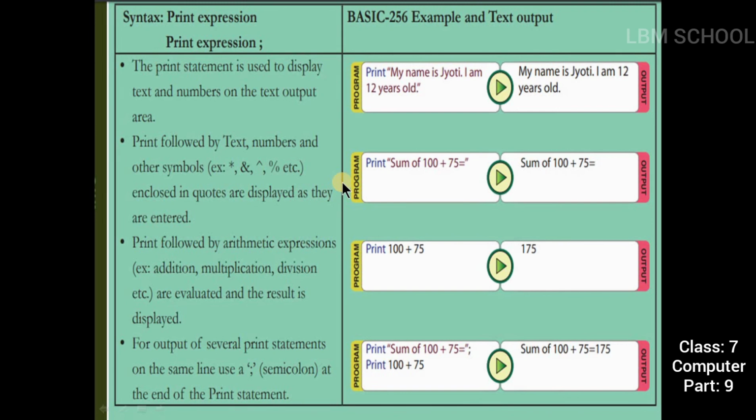Print followed by arithmetic expressions like print 100 plus 75 are evaluated and the result is displayed. 100 plus 75 is evaluated and displayed. And for several print statements to be written on the same line, what do we use? We use a semicolon at the end of the print statement. Right, children? Write it down in your notebook. This is only the basics of BASIC-256. As you have not learned in the previous class, we are learning it in detail, starting with the basics.